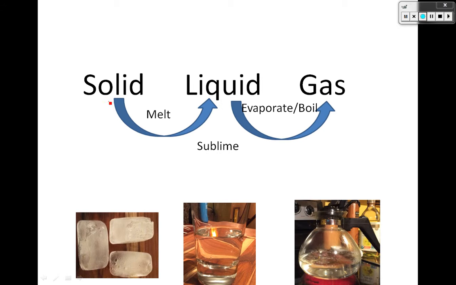Then there's one more, and that's subliming. Subliming is solid going directly to gas. And that's like the dry ice that we all saw. Most of us are used to ice melting into liquid water, then boiling into steam. But the dry ice went directly from solid to gas, and that's called subliming. And that's also why it's called dry ice, because it doesn't have a liquid phase.